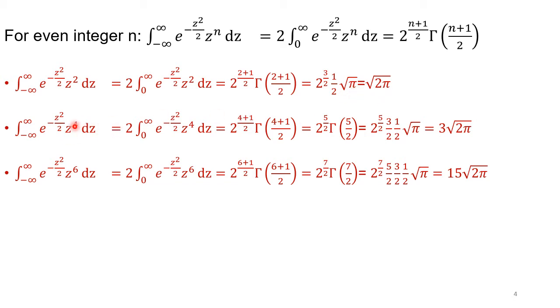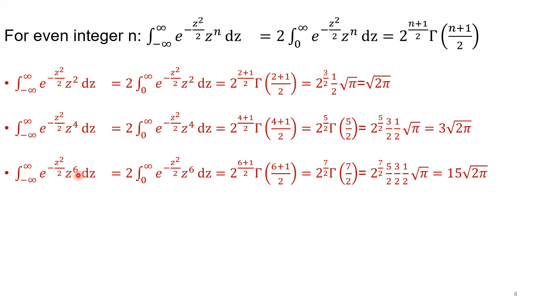And when n value is equal to 4, we get this as 2 to the power (4 plus 1) by 2 gamma of (4 plus 1) by 2, that is 2 to the power 5 by 2 gamma of 5 by 2, that gives you here gamma of 3 by 2 into gamma of 3 by 2, that is once again you get this as half into gamma of half. So when you simplify it further, we get this as 3 into root pi.